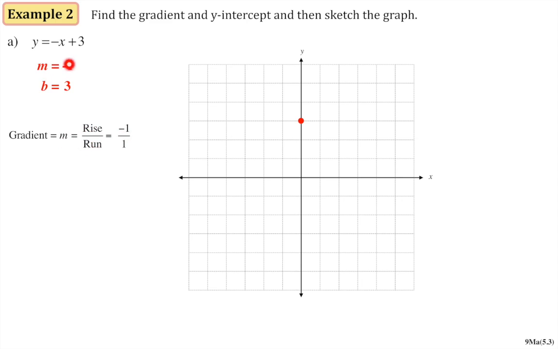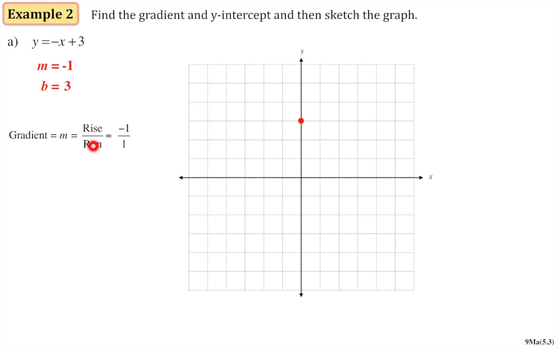Now when you see a number by itself, -1 is actually the same as -1 over 1. 3 is the same as 3 over 1. 10 is the same as 10 over 1. When you see a number by itself, it's the same as writing that number over 1. So when you look at a y-intercept of 3, you could think of it as 3 over 1. That doesn't help us here because we just need to go to 3. But when you look at the gradient, rise over run, I need a top number, I need a bottom number, right? -1 is -1 over 1.